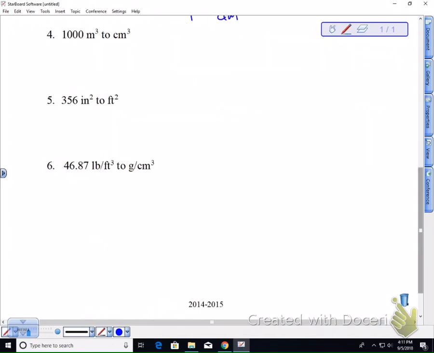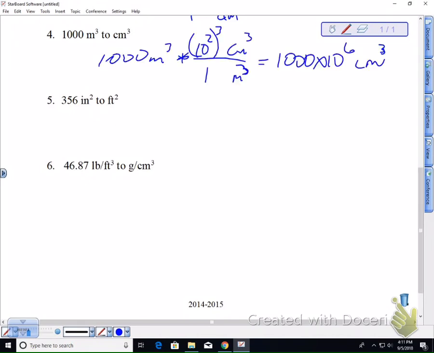All right, I want you to try number 4 now. So hit pause in the video, try number 4, and I'll post the answer. Okay, so here is almost the final answer for number 4. If you did the conversion correctly, you got 1,000 times 10 to the 6th, and then we're going to fix that by moving the decimal 3 places to the left, and that'll give us 1 times 10 to the 9th centimeters cubed.